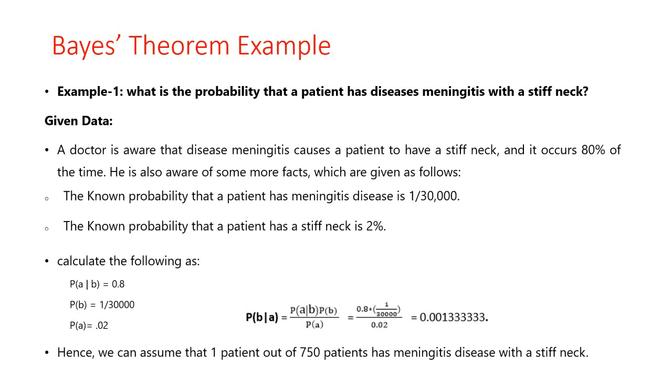So see here, there is one example. The question is, what is the probability that a patient has the disease meningitis with a stiff neck?